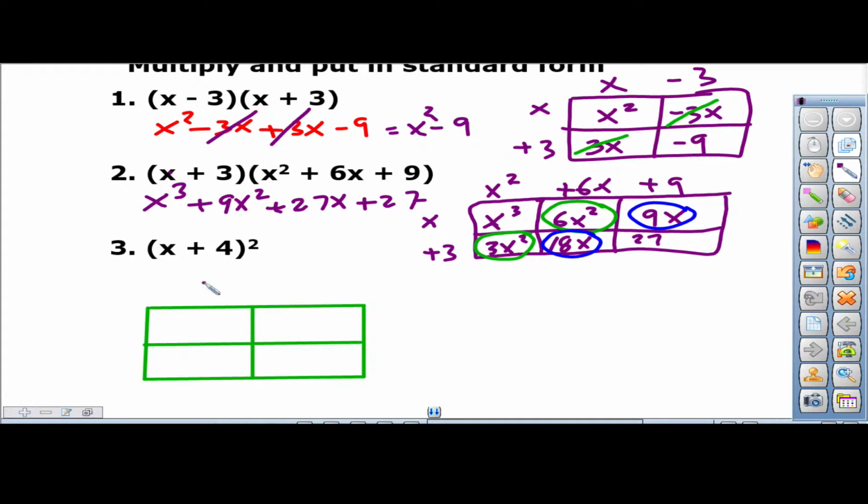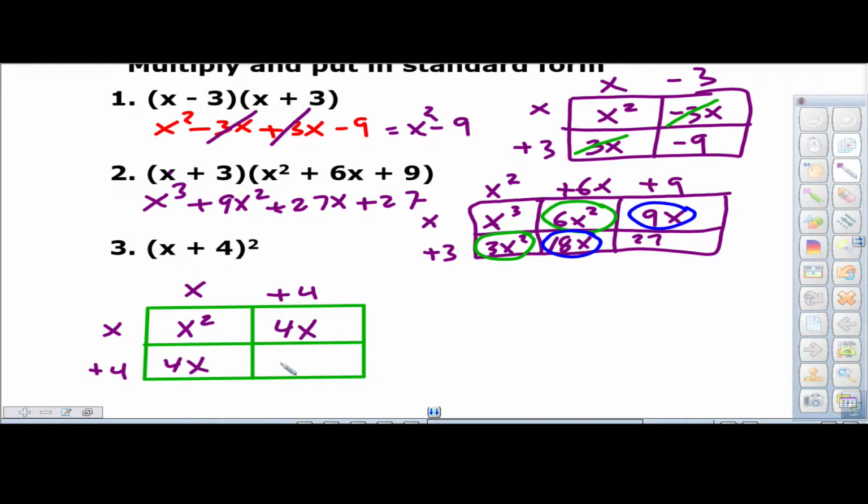So x plus 4 and x plus 4. Watch what I'm doing, because today we're going to talk about shortcuts, by the way. There's a shortcut for this one here, and a shortcut for this, and a shortcut for number 3. So x times x is how much? Help me out. X times x is how much? Here we go. X squared. And 4 times x? That's 4x. And another 4x. And I've got 4 times 4.